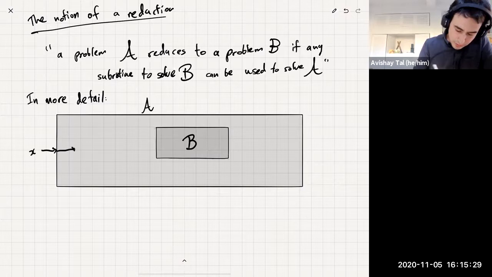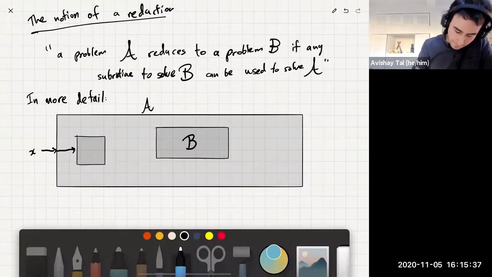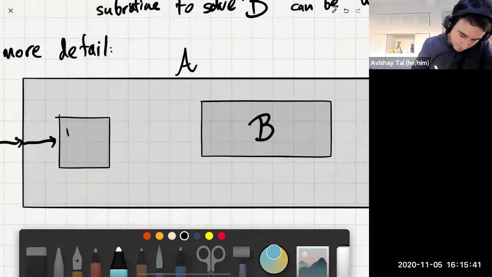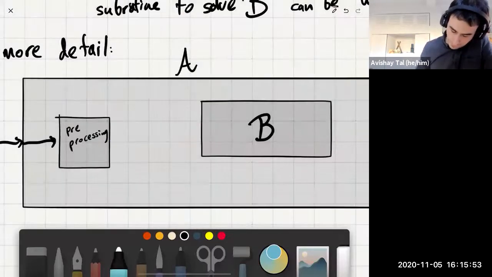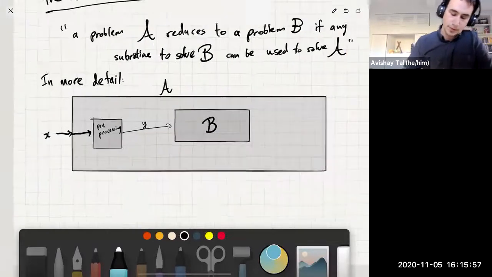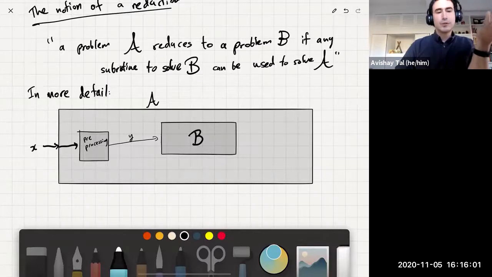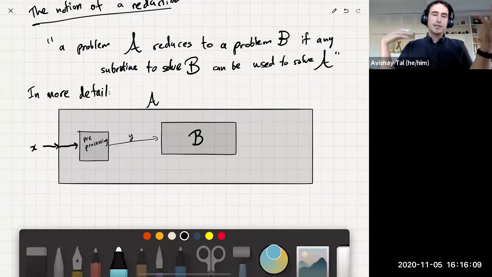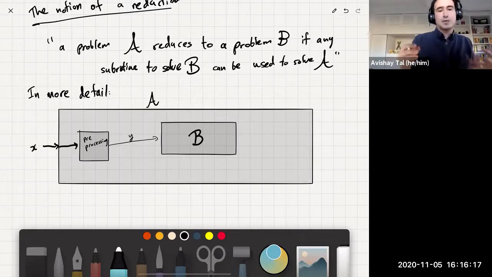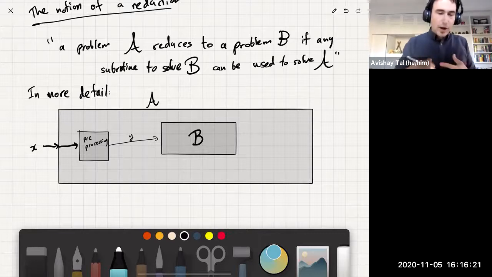And what we want to do is take this input and do some kind of pre-processing on it. So this would be a pre-processing step. And after the pre-processing, we're going to get some input Y. The input Y would be a natural input for problem B. In particular, what did we have in this example? We took an undirected bipartite graph. We pre-processed it into a directed network with capacities, right? So we changed the problem a bit. So Y was some function of X, but it wasn't of the same type as X. And then we run the algorithm for max flow, right? So we run this subroutine B and we get some answer back.